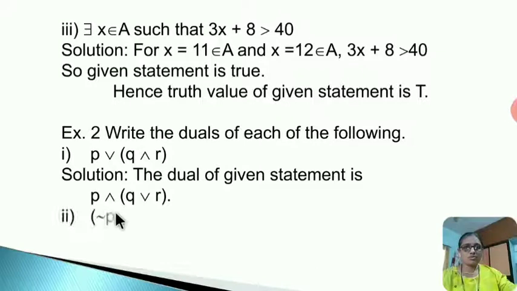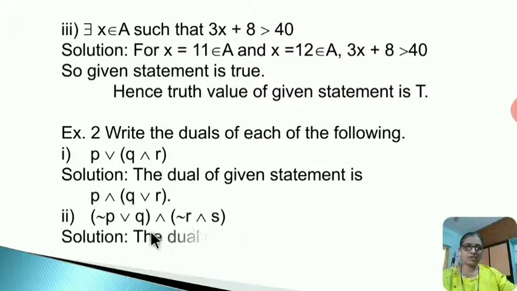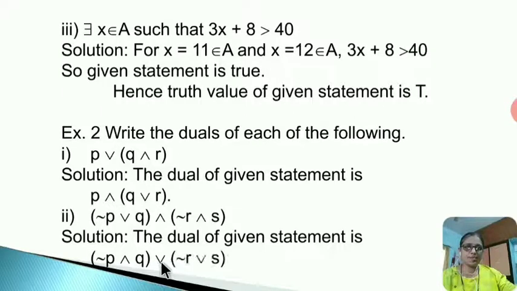Now see the second example in this. It is negation P or Q and negation R and S. In the same way, we replace only and, or. We interchange between them. And so here the dual of the given statement is negation P and Q or negation R or S.